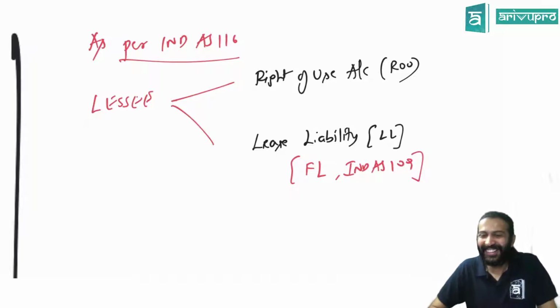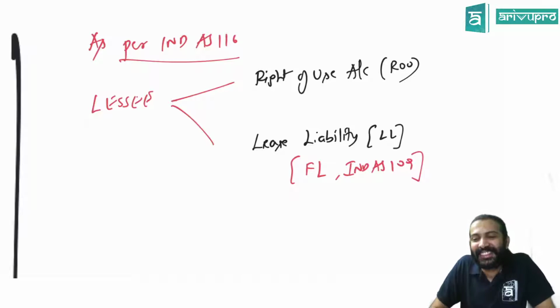One doubt, sir. Initial measurement of lease liability will be equal to ROU or what? Perfect question. Initially, both of them will be measured at the same value. You wrote this when you did business combination, where there was one lease. Initially, ROU is equal to LL, you wrote. If you refer to your notes, I think I have dictated that. Initially, both will be recorded at the same value.